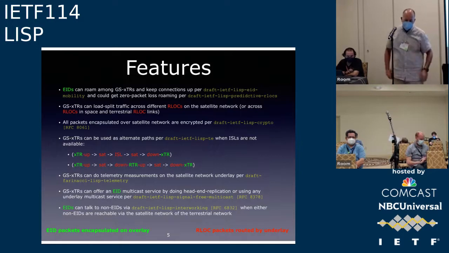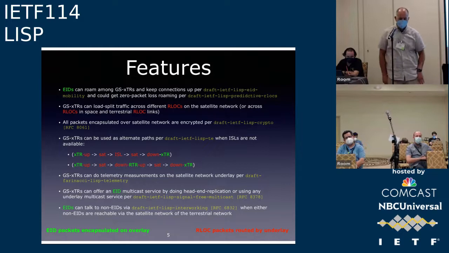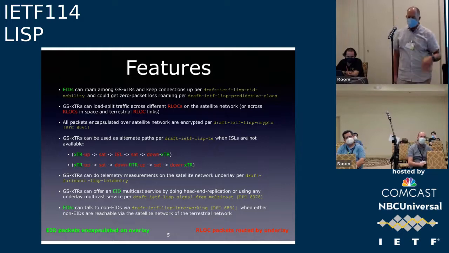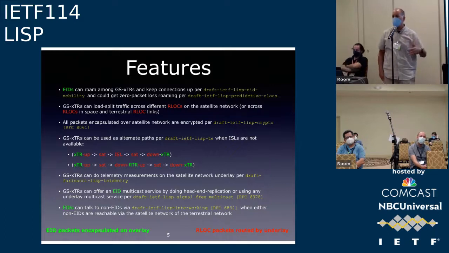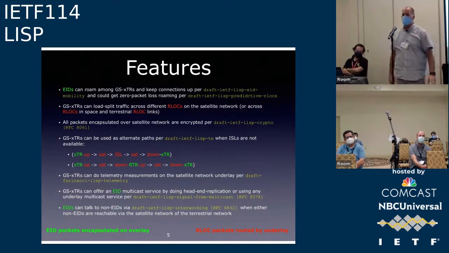Ground station XTRs can offer EID multicast service by doing head-end replication using any underlay multicast service. So if the satellite network is going to provide a multicast service, we can use it. Otherwise, you can just unicast replicate over it, and we know that works as well.